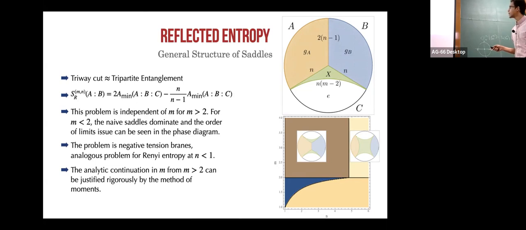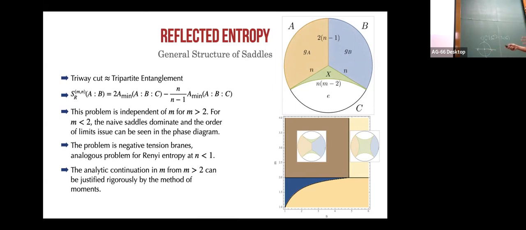So if you analytically continued first n goes to 1 and then m goes to 1, that's the cross-section answer. But if you instead analytically continued down to m equals 1 first and then n goes to 1, you get the disconnected answer. That's where the order of limits issue actually came from.